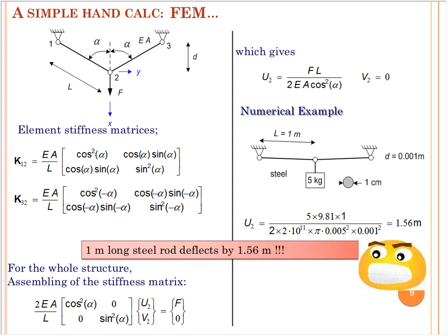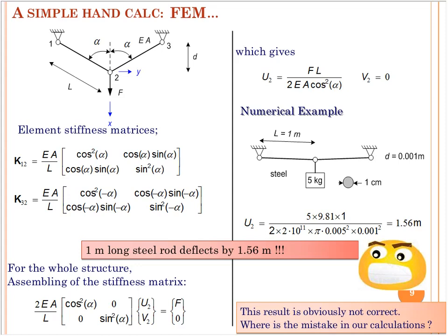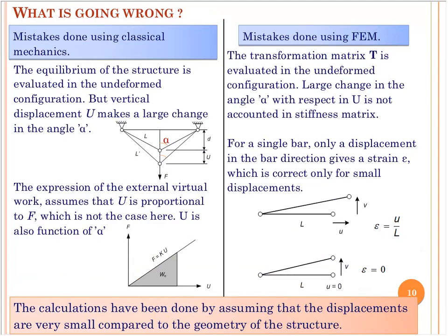Okay. So it's evident that a 1 meter steel rod of 1 centimeter diameter is deflecting 1.56 meters. It's being stretched more than 150 times. It is practically not possible. Something is obviously going wrong with the approach that we have followed so far. Let us try to understand where we have made the mistake and what makes the results unrealistic. It looks like we have followed every basic step in the right way, but still the results are not realistic. Let us start figuring out where things are going wrong.